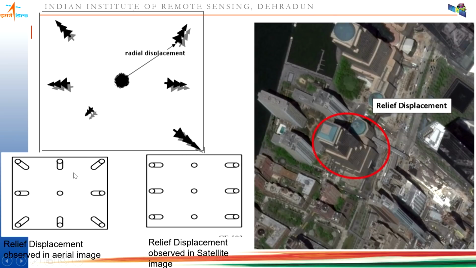Now, in an aerial photograph, all the points are leaning away from the nadir due to relief displacement. In satellite imagery, there is relief displacement in only one direction. This is because of how the satellite images are captured. In the satellite photogrammetry sessions, this will be dealt with in detail. So here again you can see the relief displacement is observed in all the high-rise buildings.